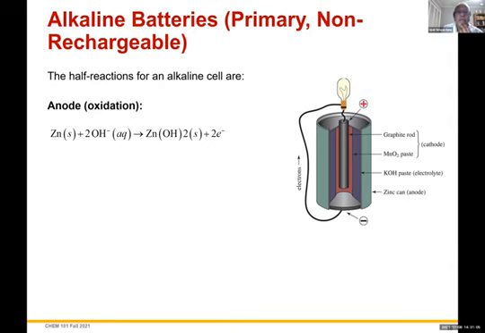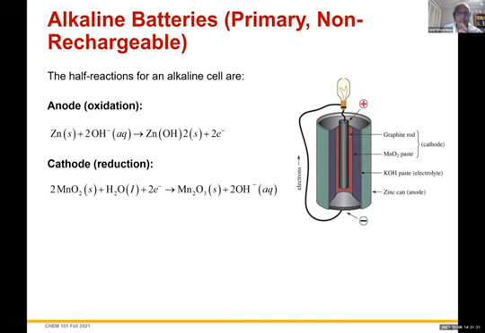That's the oxidation. Anode is where the oxidation takes place. In the alkaline battery, the anode is where zinc is oxidized. Cathode is the manganese dioxide, the red-brown material around the carbon. So it gains electrons.